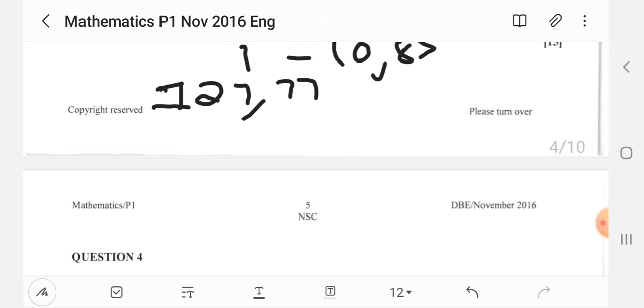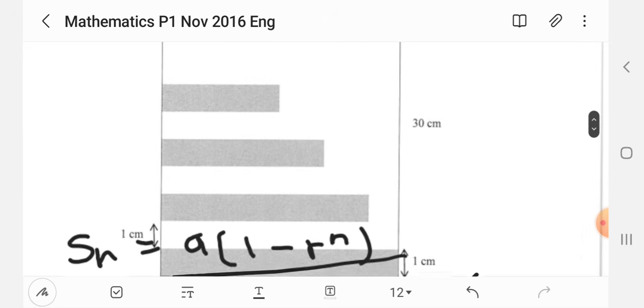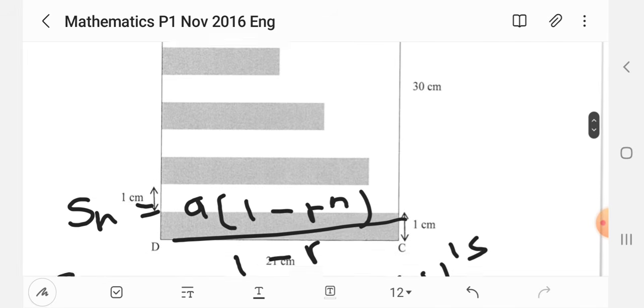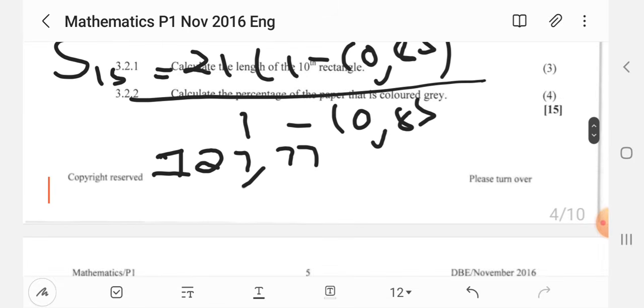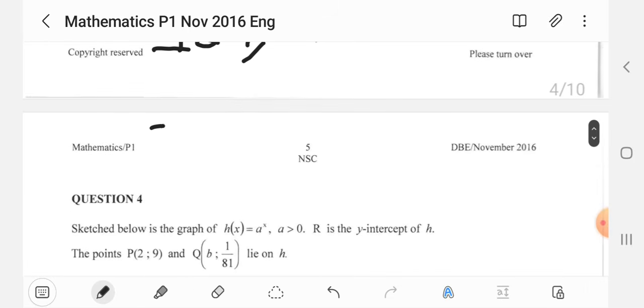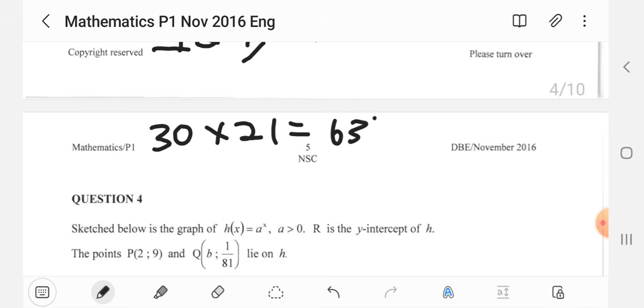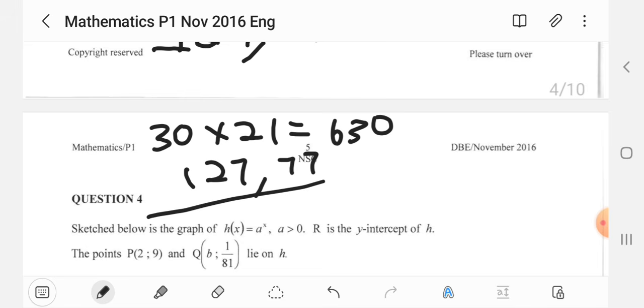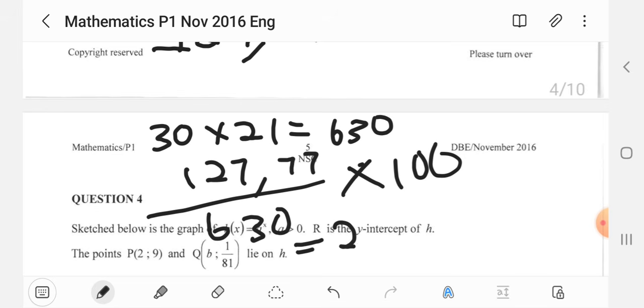And so we will say, let's find the area. Well, here is 30 and at the bottom is 21. So we will say 30 multiplied by 21, that will give us 630. So 127.77 over 630 multiplied by 100 will give us, let me do it first.